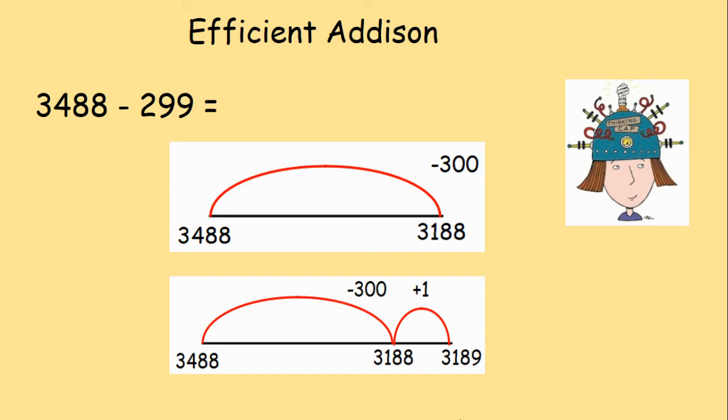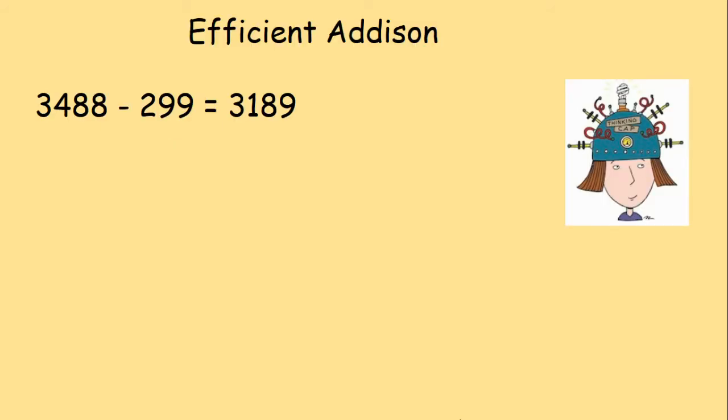I would then need to add 1 back. 3,188 add 1 would give me 3,189. The answer to my question would be 3,189. It's really important that even if you got that answer, you make sure that you try and use the most efficient method, which in this case would have been a number line.